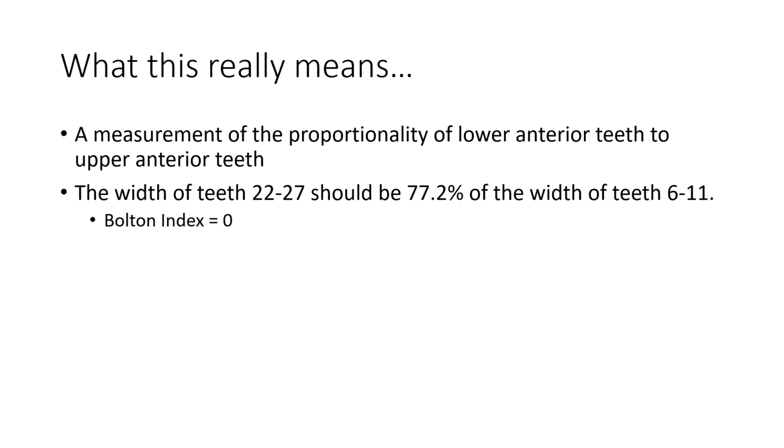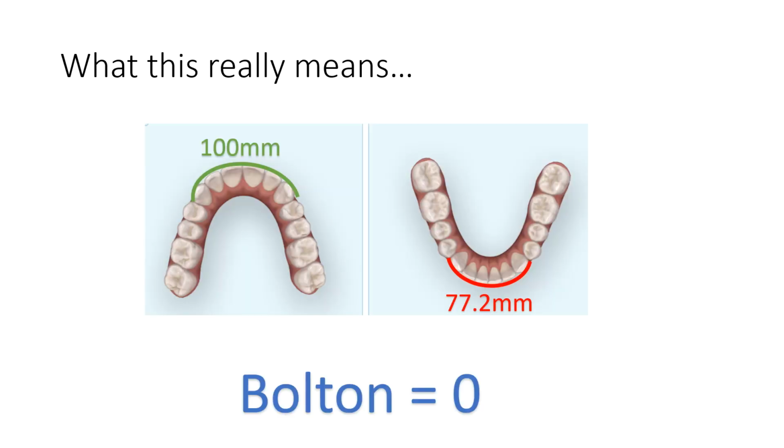What this essentially means is it's a measurement of the proportionality of the lower anterior teeth to the upper anterior teeth. Now we're talking about the 3 to 3 index, or canine to canine. So basically what it says is that the width of the teeth, 22 through 27, so lower canine to lower canine, should be 77.2% of the width of the upper teeth, 6 to 11, canine to canine. And this would result in a Bolton index of 0.